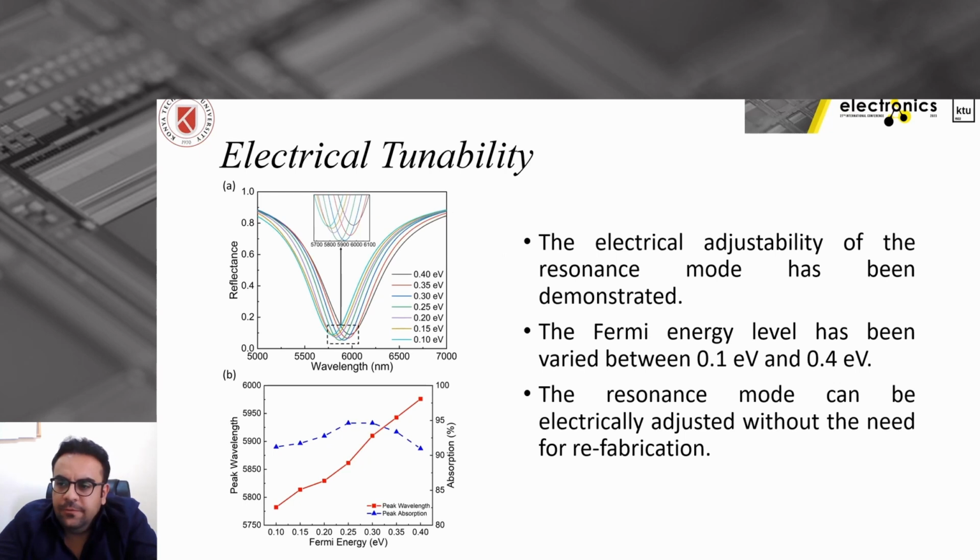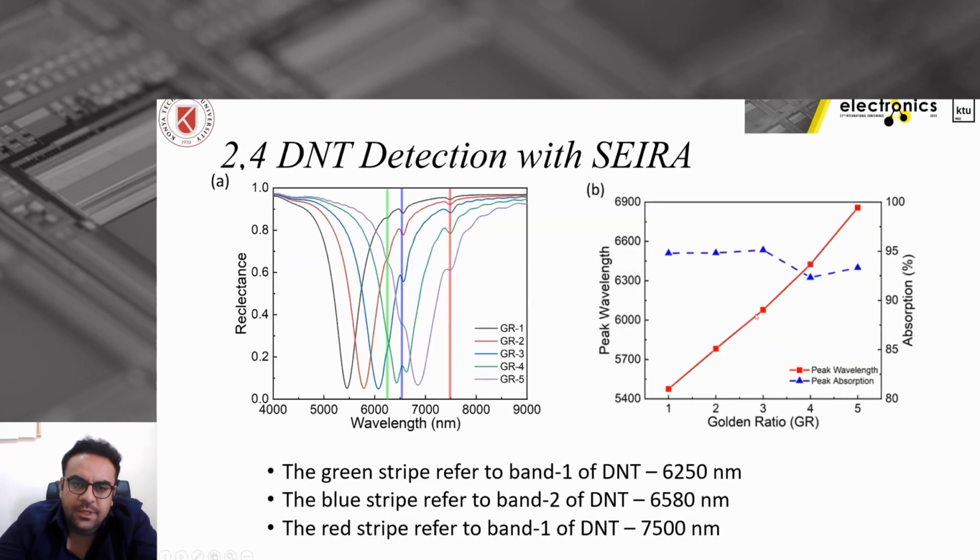And in addition to graphene's exceptional field confinement, another advantage is its ability to electrically tune the resonant mode. As depicted in the figure, it is noticeable that as the Fermi energy of graphene increases, the spectral response shifts towards the right. The resonance mode can be electrically adjusted without the need for refabrication.